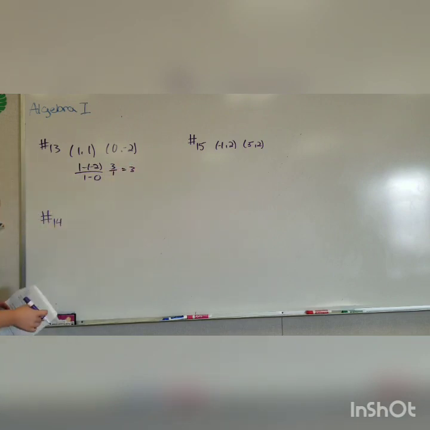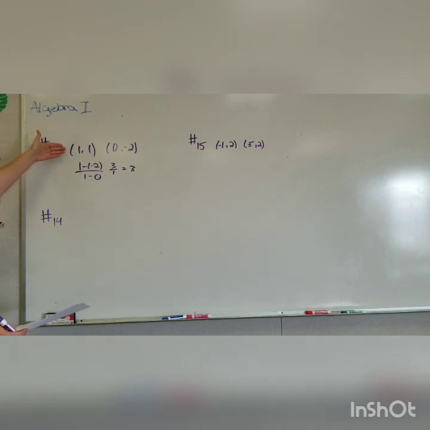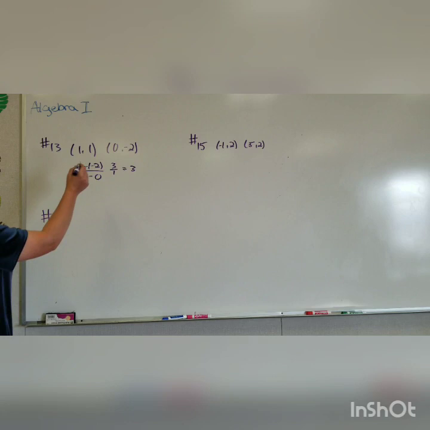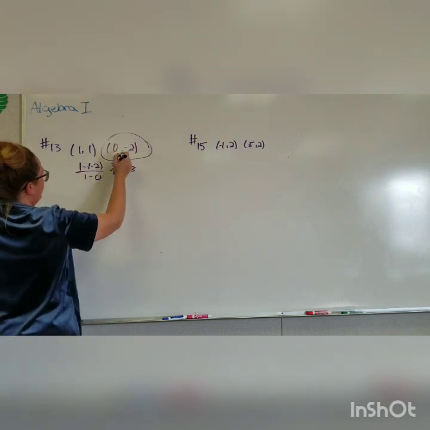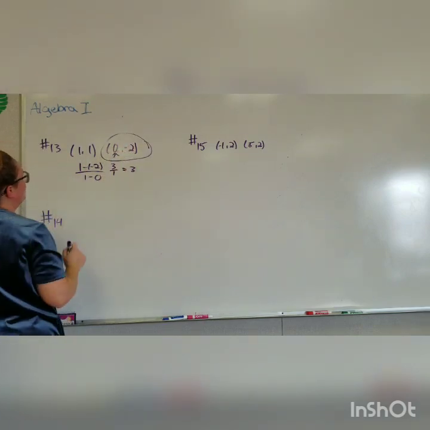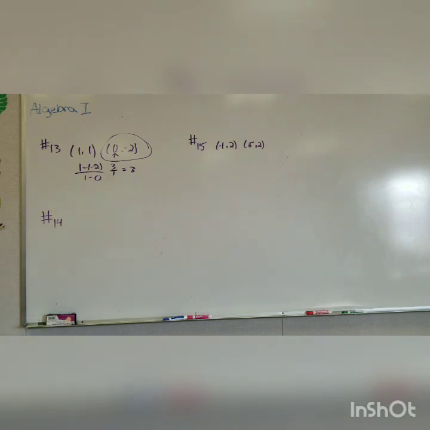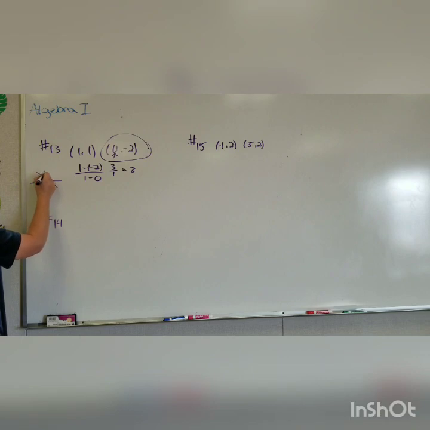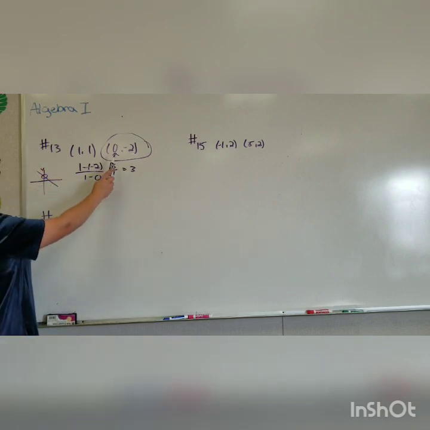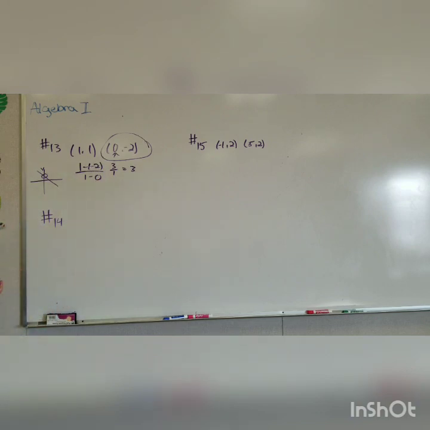In number 14, they say, what is the equation of the same line written in general form? So they want you to take this line and put it with this slope. What they want you to notice is that this point right here has a 0 on the x, meaning this is your y-intercept. Your y-intercept is where a line crosses the y line, and on the y line, x is always 0. So if you ever have a point with a 0 in the x spot, that's your y-intercept.